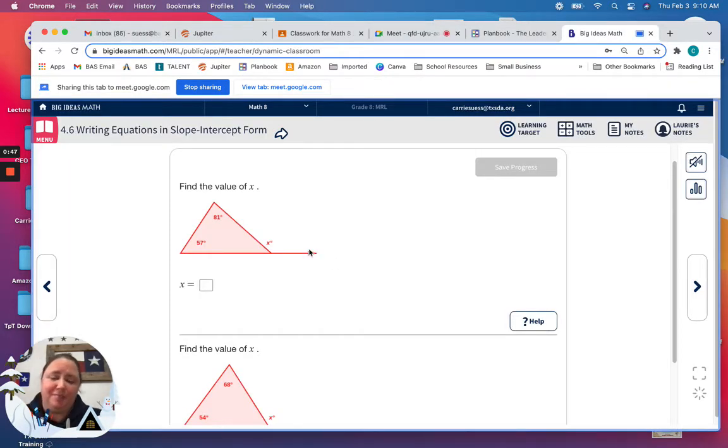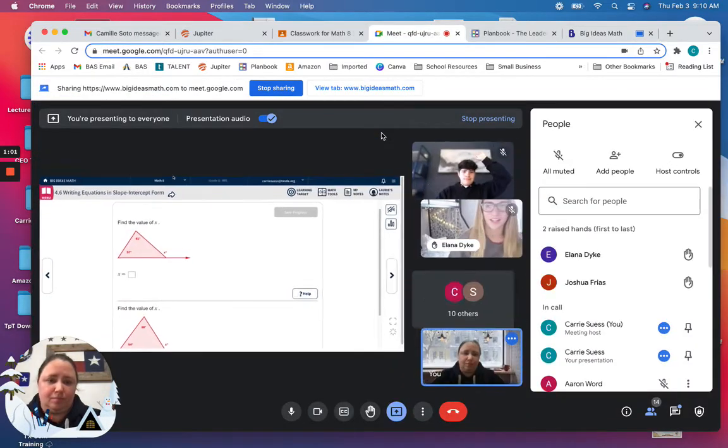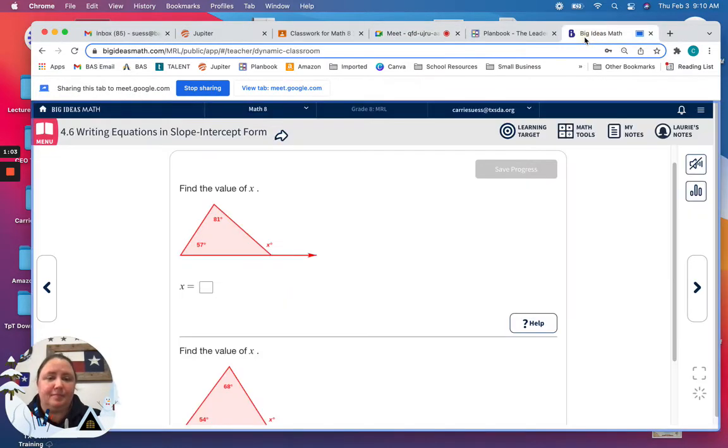Okay. Apologies. Okay, so you're looking at the warm-up here, 4.6. You have an exterior angle of this triangle. What's the easiest way to find the measure of this exterior angle? Elena. Addition. Yes. Okay, so what are we adding?